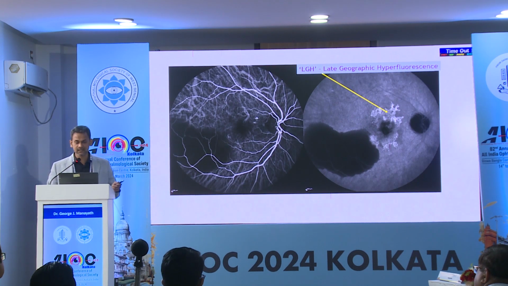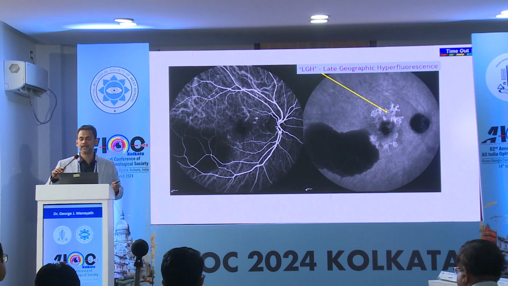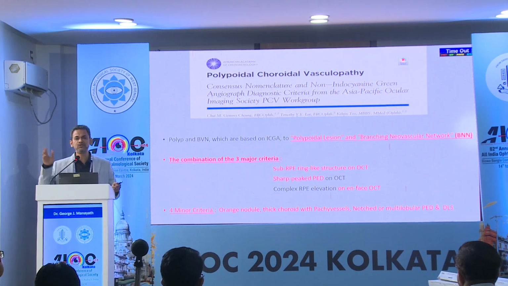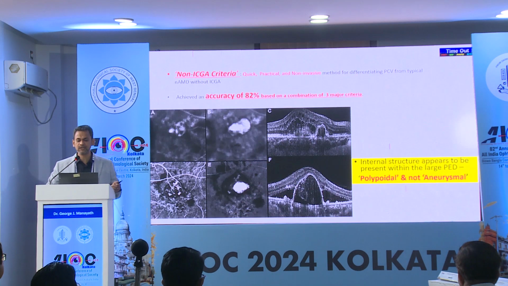And in the late phase ICG, look for this specific finding, that is the LGH or late geographic hyperfluorescence, which is highly specific in the diagnosis of PCV and not in other types of CNVMs. So now we are moving to non-ICG and non-invasive imaging in the diagnosis of PCV with three major criteria. The major criteria being a sharp peaked PED on OCT, a sub-RPE ring-like structure, and on en face OCT, this complex RPE elevation is seen. So this gives around 82% agreement with ICG in the diagnosis of PCV.